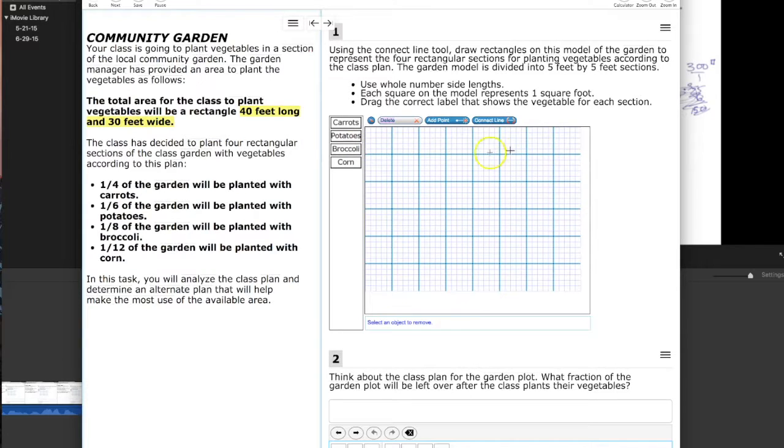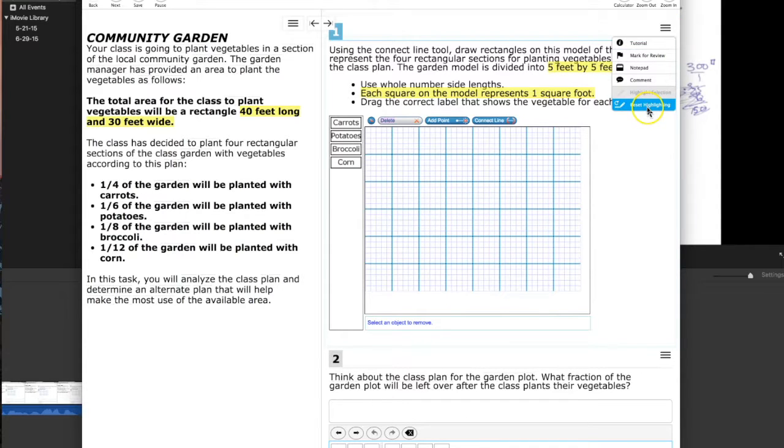So if you go across, that doesn't make sense at first, because 5, 10, 15, 20, 25, 30, 35, 40. Well, there it does, if you're counting by fives. And then 5, 10, 15, 20, 25, 30. So 40 feet across, 30 down, and it says each square on the model represents 1 square foot. When they talk about squares, they're talking about the little tiny ones. Each one is 1 square foot, which means each of the bigger squares with the dark outlines is 5 feet by 5 feet. So that helps us too.